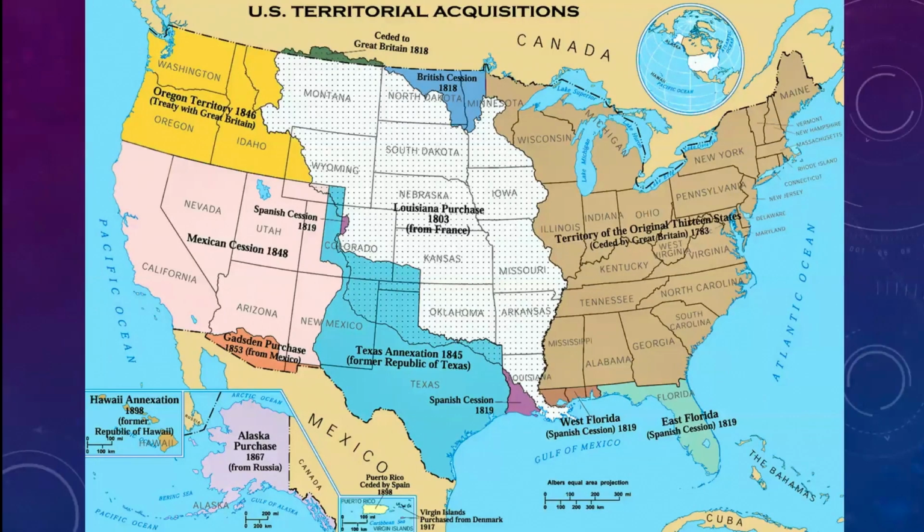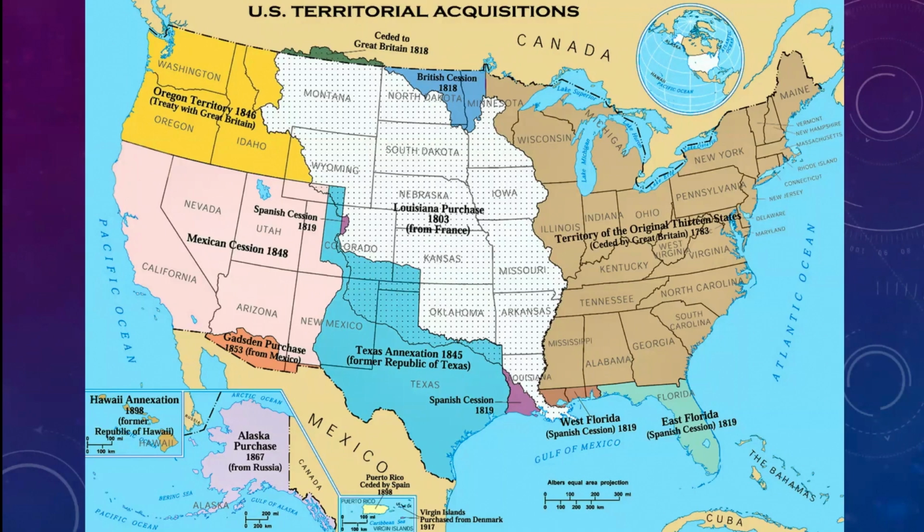This is a map of some of those treaties. You can see in pink on the left, the Mexican cession, 1848. That's the Treaty of Guadalupe Hidalgo. On the right, territory of the original 13 states. That's the Treaty of Ghent from the British. Texas was annexed separately. Louisiana Purchase was bought, but also created a treaty with France when it was purchased. At the top there, you see a British cession of 1818. And then the Oregon Territory was a treaty with Great Britain in 1846.